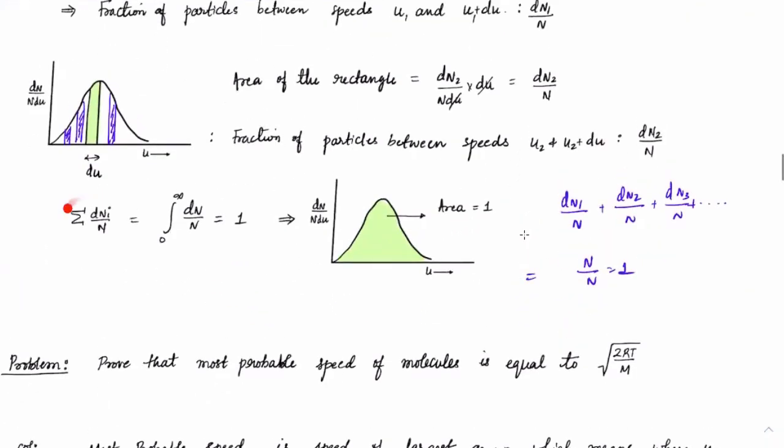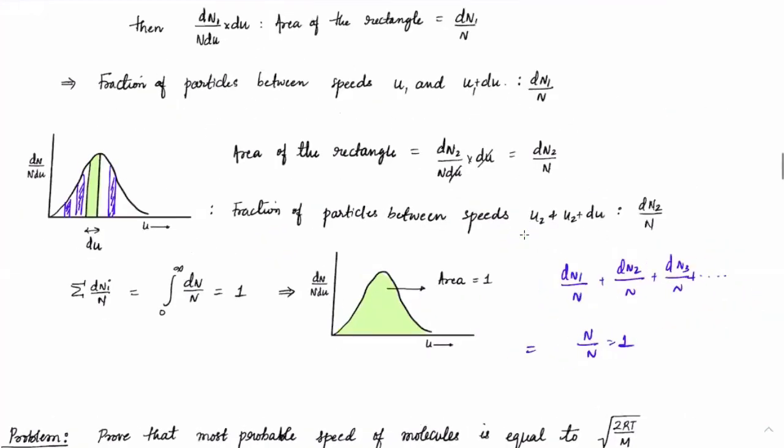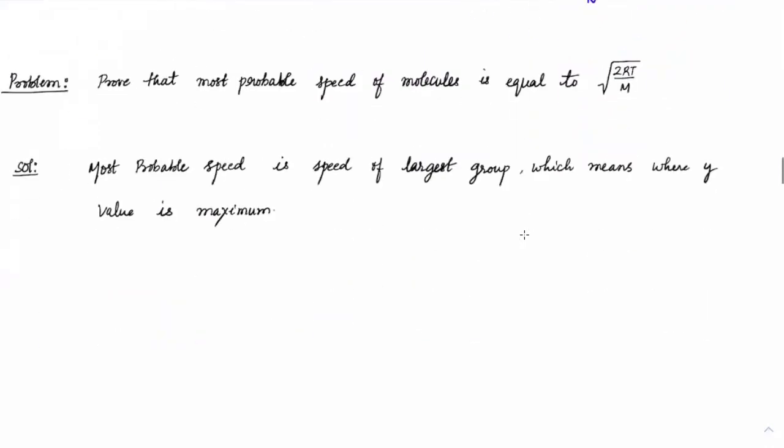The same summation, if I write in terms of integration, what would I get? 0 to infinity. If I add all those small fragmentations by n, it should come as 1. I guess all of you understood this. Using this concept, we should be able to calculate other types of speeds, which includes the most probable speed, the average speed, and so on.